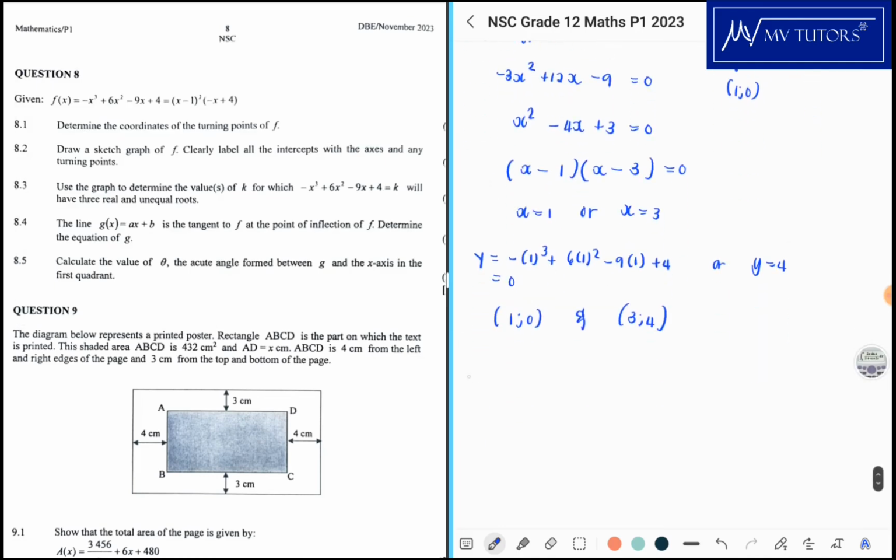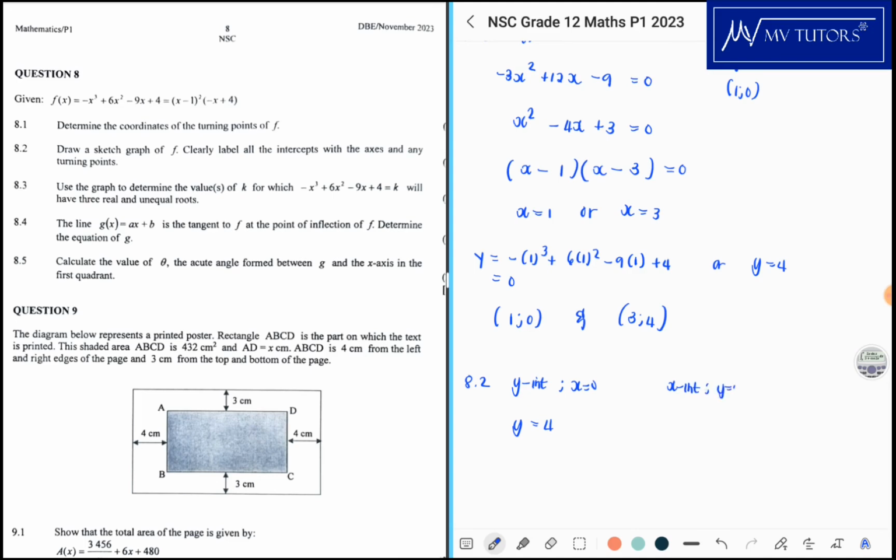And then speaking of graphs, it says sketch, draw a sketch of graph F, clearly label all the intercepts with the axis and any turning points. So we have the turning points, right? Now in terms of the intercepts, so let's just write it down. Our y-intercept in this case, if we substitute x is equal to 0, we're going to get it to be 4. All right?